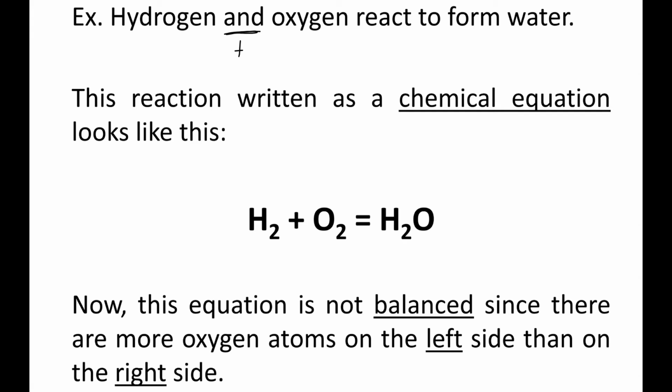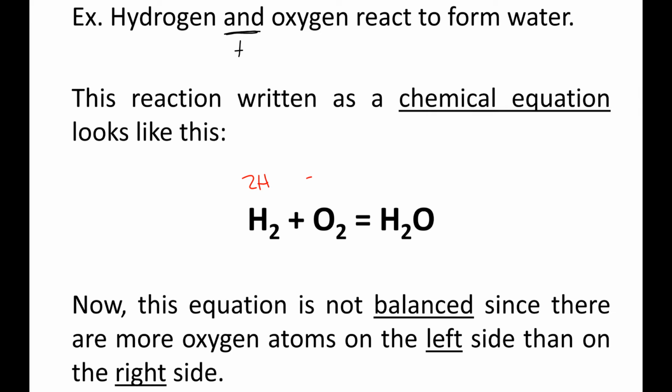Anytime we have hydrogen, oxygen, fluorine, bromine, iodine, nitrogen, or chlorine, we have to write them as diatomic molecules. So you'll never find hydrogen by itself. So it's H2 plus O2, and then it yields water, H2O. Now, this equation is not balanced, since there are more oxygen atoms on the left side than on the right side.